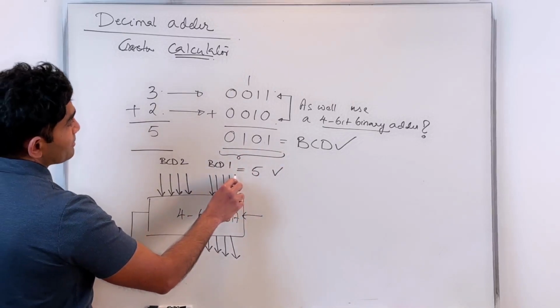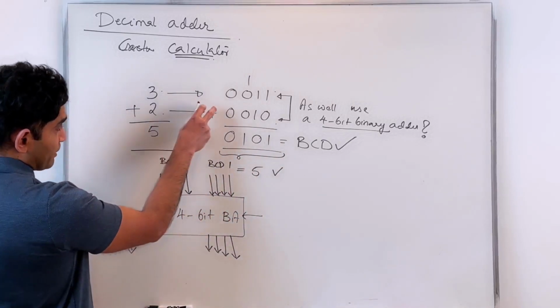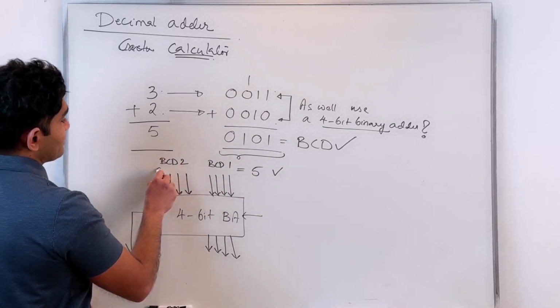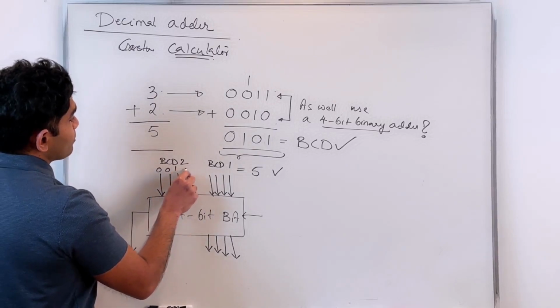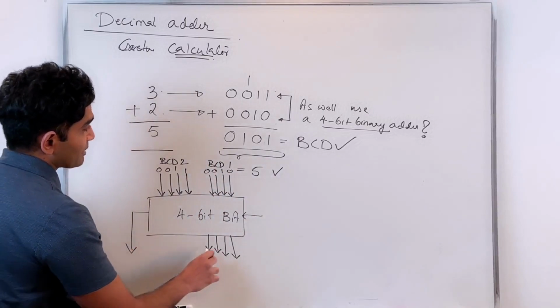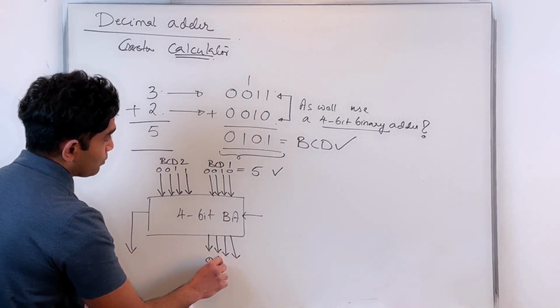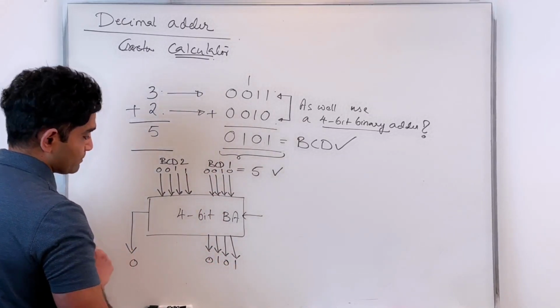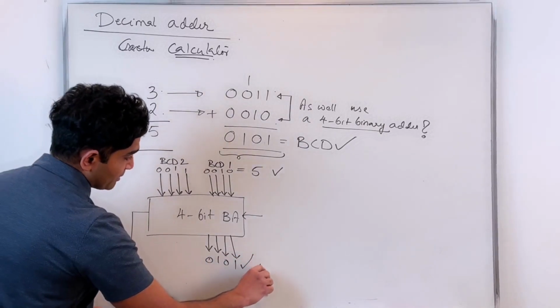So when I apply, for this particular example, 0, 0, 1, 1 here, and then 0, 0, 1, 0 here, the sum I'm going to get is 0, 1, 0, 1, and no carry out, and that's the right BCD sum.